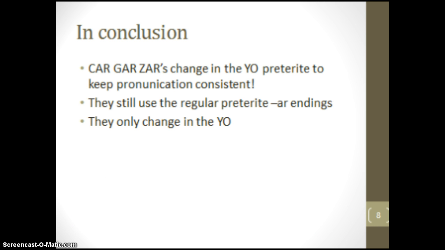In conclusion, Gar Zar verbs change in the yo preterite to keep pronunciation consistent. Please do not change them in any other form. They still use the regular preterite AR endings. There's nothing different there, and they only change in the yo. Okay?